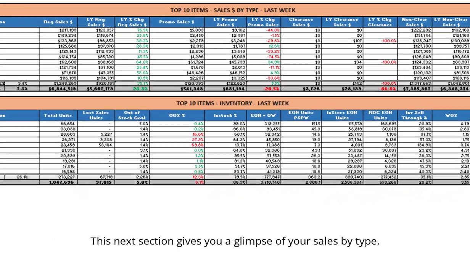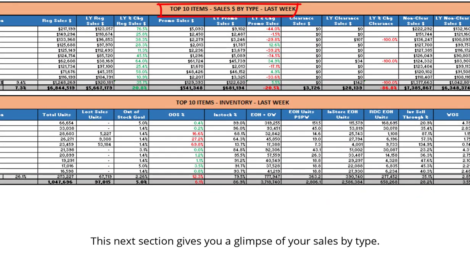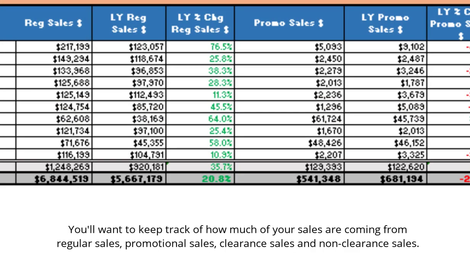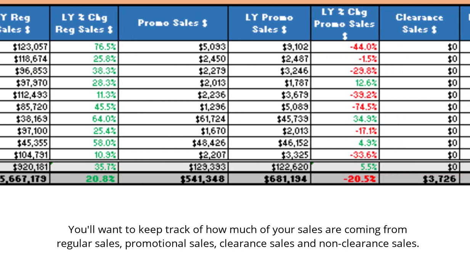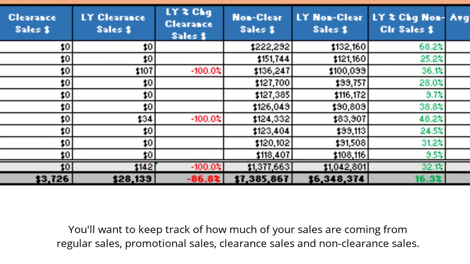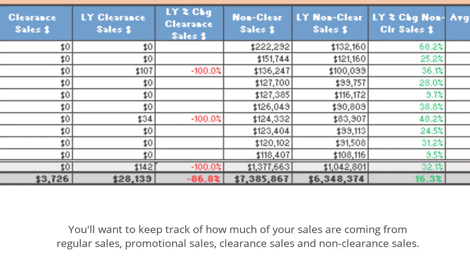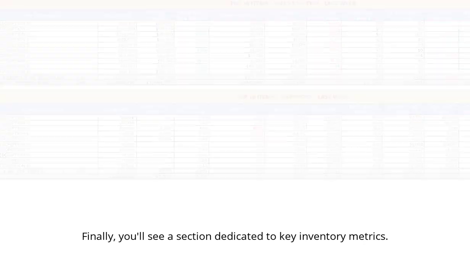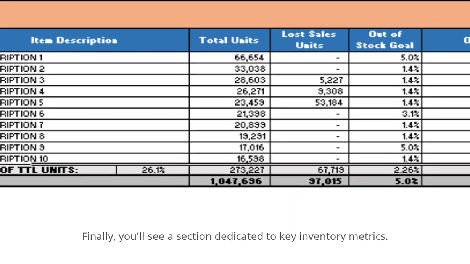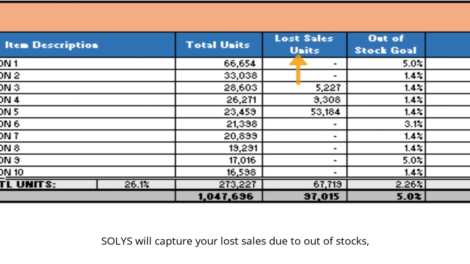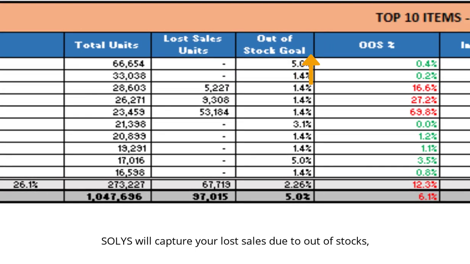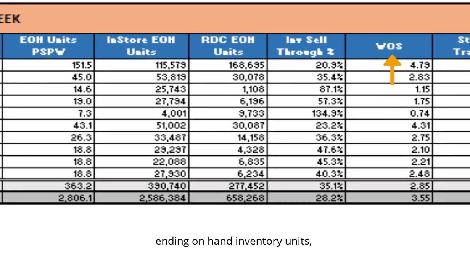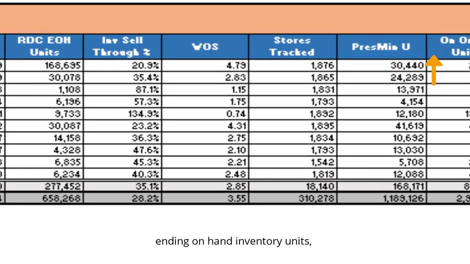This next section gives you a glimpse of your sales by type. You'll want to keep track of how much your sales are coming from regular sales, promotional sales, clearance sales, and non-clearance sales. Finally, you'll see a section dedicated to key inventory metrics. SOLYS will capture your lost sales due to out-of-stocks, ending on-hand inventory units, weeks of supply, present units, and on-order units.